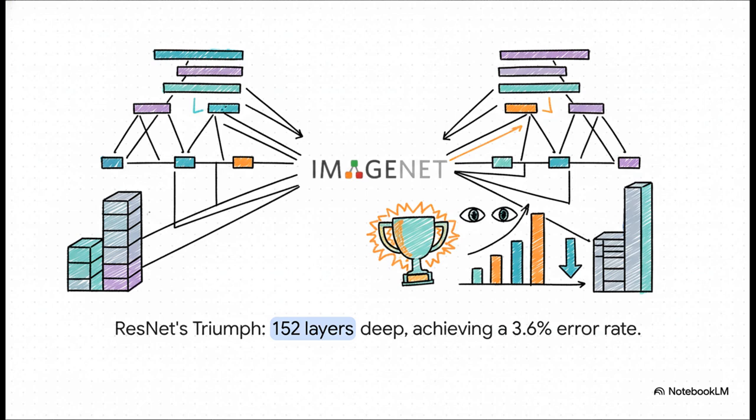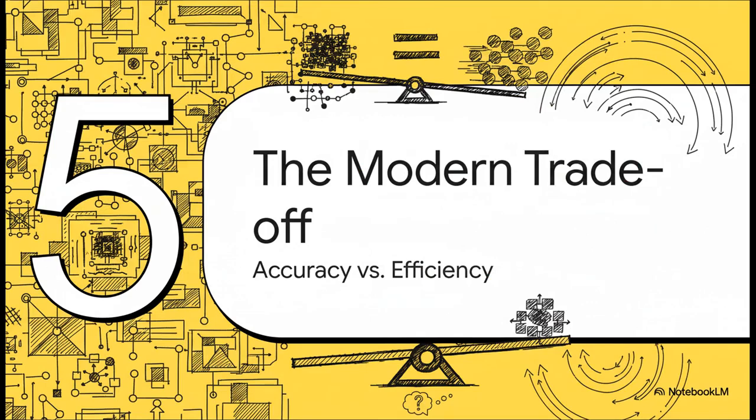And the result was ResNet. At an absolutely mind-boggling 152 layers deep, it just dominated the 2015 competition. Its error rate dropped to a mere 3.6%. We're talking performance that was starting to get better than humans. So, once the depth problem was cracked, the whole focus of AI architecture design kind of shifted again. It wasn't just about chasing accuracy at all costs anymore. Now, the new game was a balancing act. It was all about performance versus efficiency.